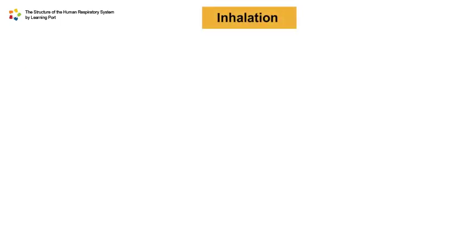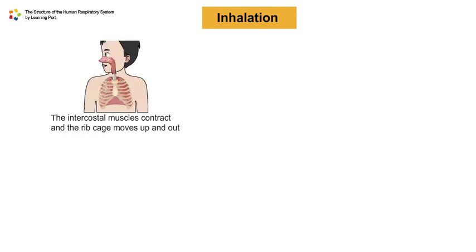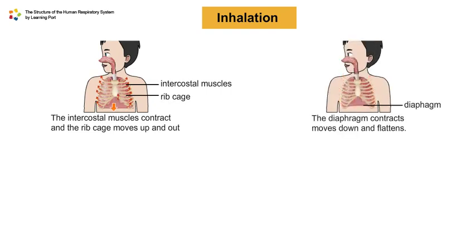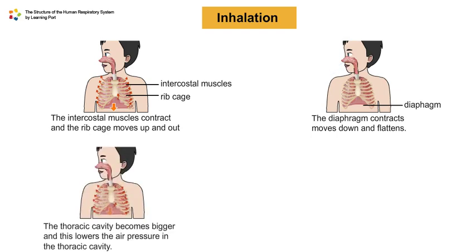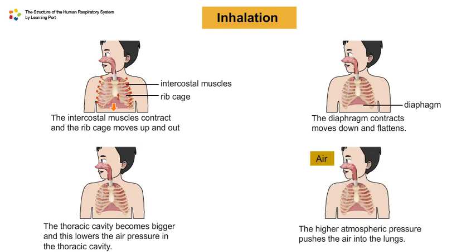Now let's see what happens when we inhale. During inhalation, the intercostal muscles contract and the rib cage moves up and out. The diaphragm contracts, moves down, and flattens. The thoracic cavity becomes bigger, and this lowers the air pressure in the thoracic cavity. The higher atmospheric pressure pushes the air into the lungs.